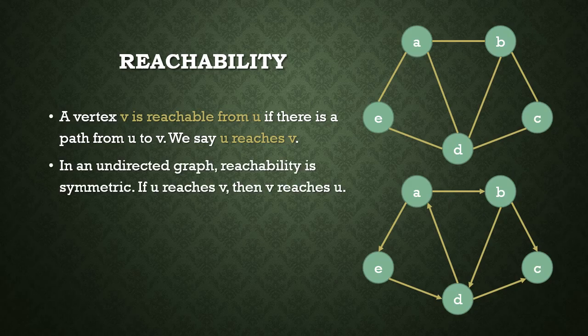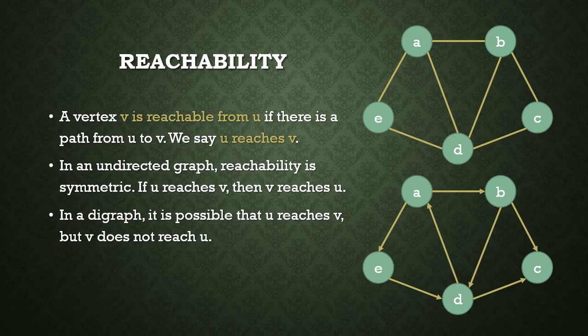In an undirected graph, reachability is symmetric. If U reaches V, then V reaches U. So once I have established that A reaches C, I can say that C reaches A because the edges are undirected and I can go both ways on them.